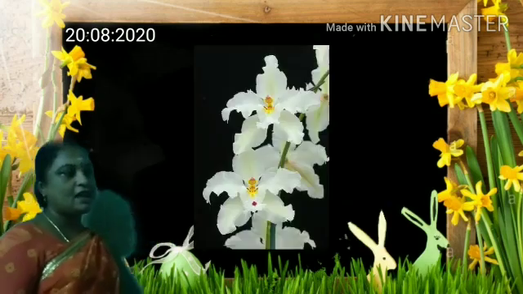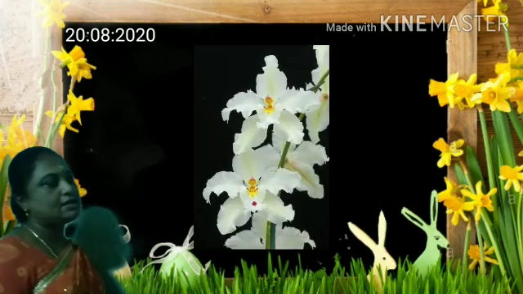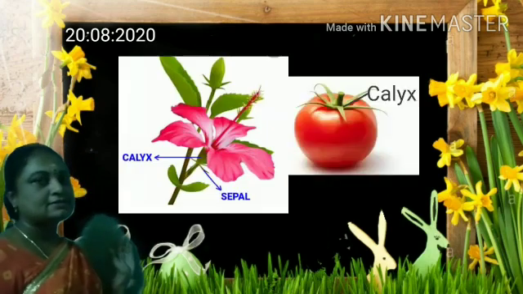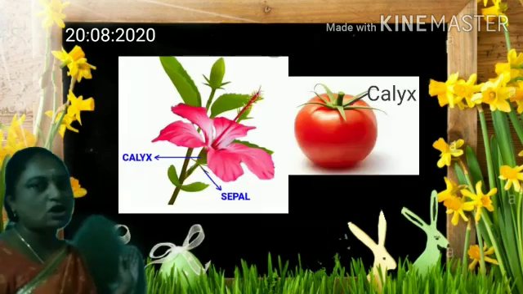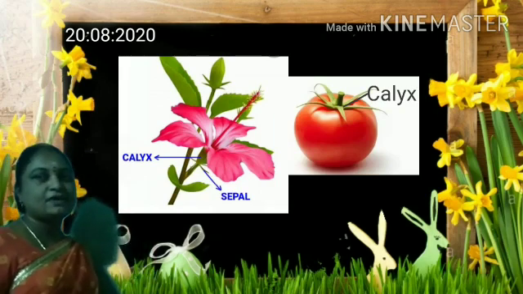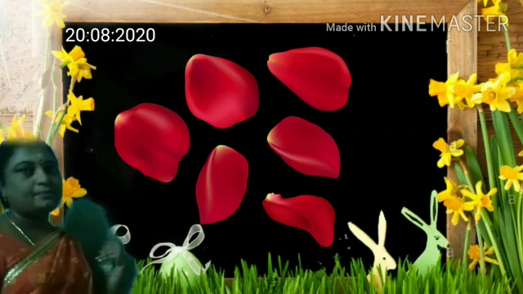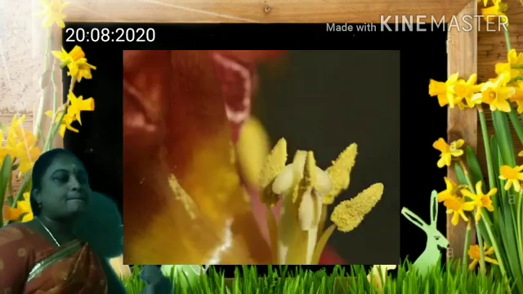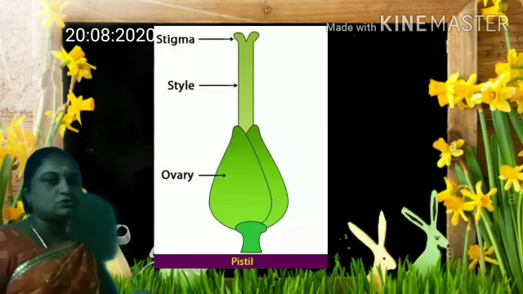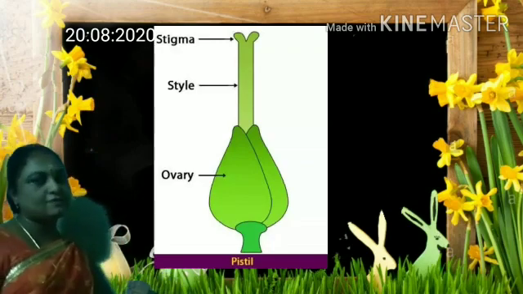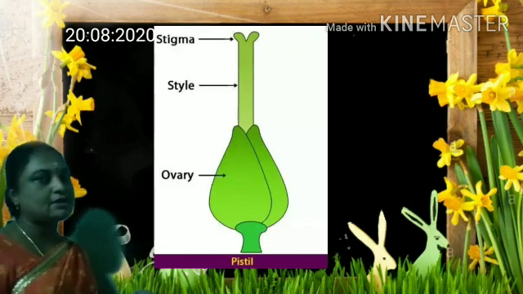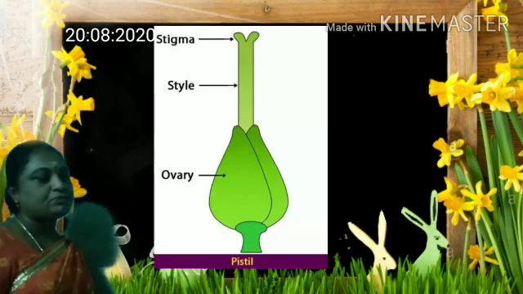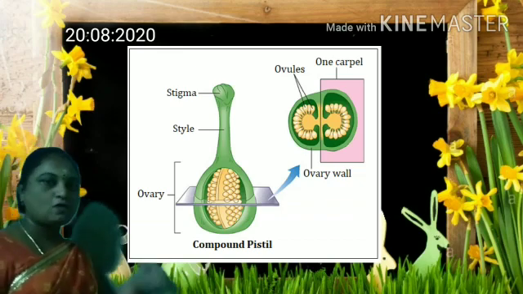Next, we can see some changes in flowers after fertilization. Yes, this is the calyx. Calyx is otherwise called sepals. Sometimes they persist with fruits. Next, petals fall off. Next, androecium falls off. Next, the pistil remains and develops into a fruit. This pistil is otherwise called gynoecium. This is the female part of the flower. Next, style and stigma fall off.